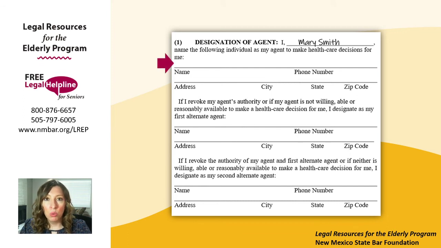Below is where you will designate your primary agent, your first choice for someone to handle your healthcare decisions. So here on the line, you will put their name and phone number. In this example, I'm going to name my husband, so I'll write his name and his phone number. On the following line, I will provide his address, the city, state, and zip code.